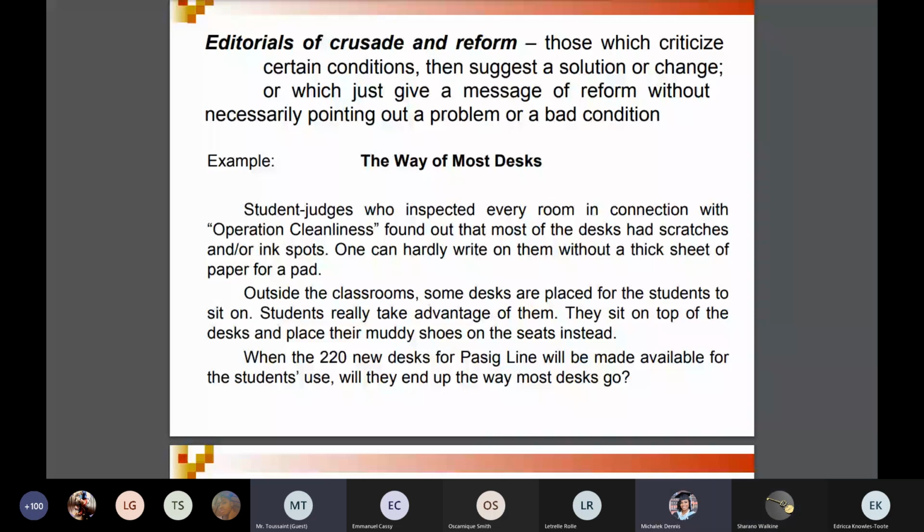Okay, so Tim is saying the students. Julian is saying the way the desk looks, or the conditions. Yes. So definitely they're talking to students because it said outside the classroom, some desks are placed for the students to sit on. Students really take advantage of them.